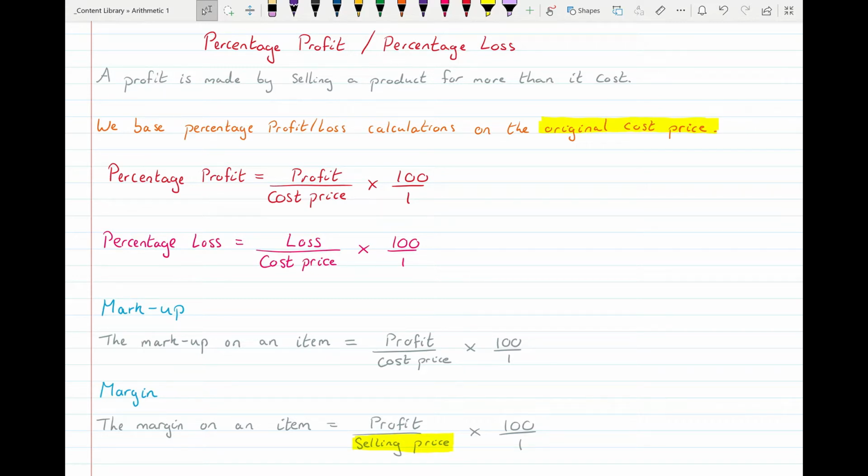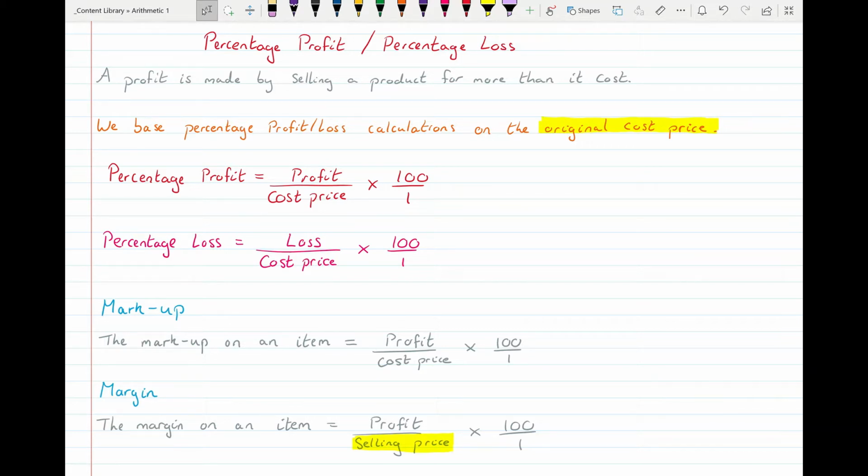A profit is made by selling a product for more than it cost. So you'd all be familiar with that concept. And a loss then is made by selling it for less than it cost you to buy in. So the cost price is what you buy it in for, and the selling price is what you sell it on for. And then we base percentage profit and loss calculations on the original cost price. So how much it cost you to buy it in, and then you're working with that.